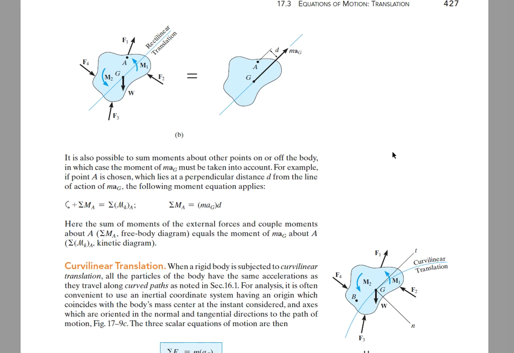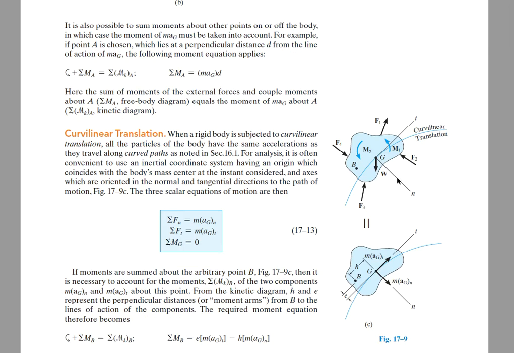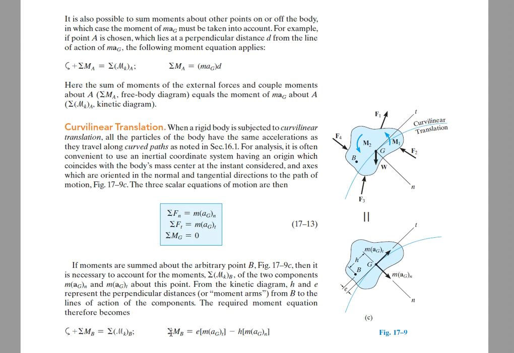If we have curvilinear translation, here the center of mass will be moving on a curvilinear path, and again we have the same equations. The moment about the center of mass is going to be 0. However, if the reduction point is other than the center of mass, then since point G moves on a curvilinear path, there will be normal and tangential directions. Then the moment about B equation is going to be, looking at this bottom equation here, the mass times the acceleration of the center of mass in the tangential direction, plus the mass times the acceleration of the center of mass in the normal direction, and the multipliers are one is e, the normal eccentricity of the center of mass, and the other one is h, the tangential eccentricity of the center of mass.